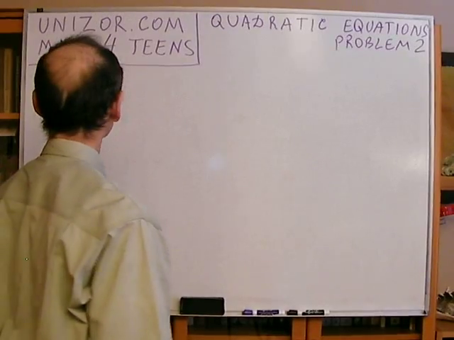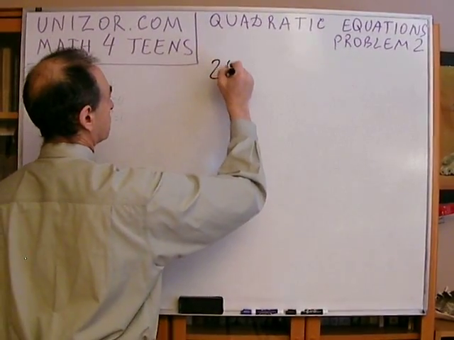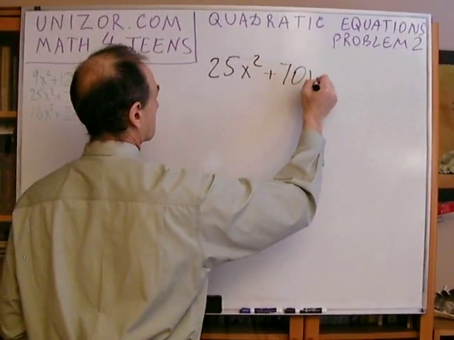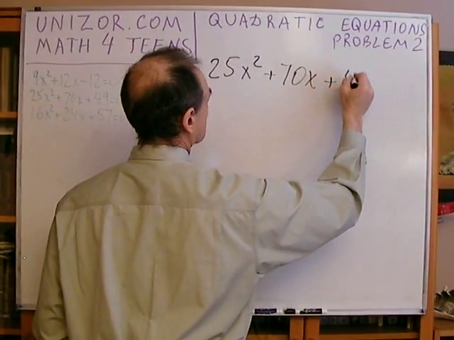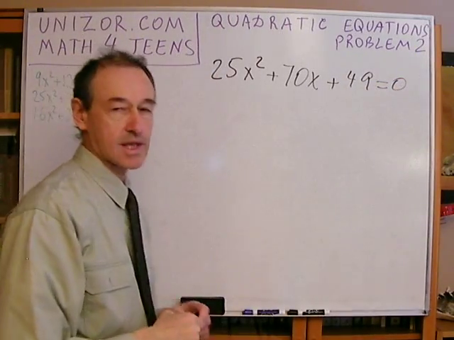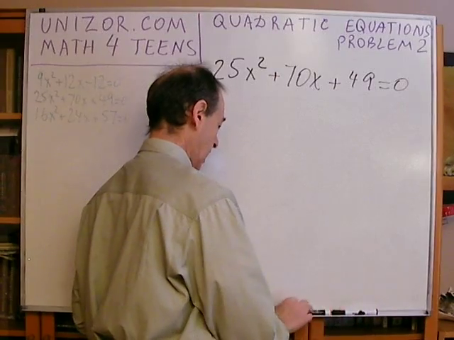Next equation. 25x squared plus 70x plus 49 equals 0. I hope big numbers don't scare you. Okay.